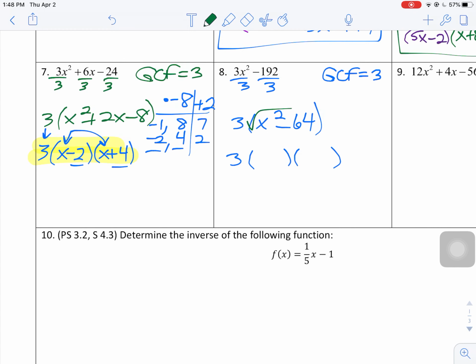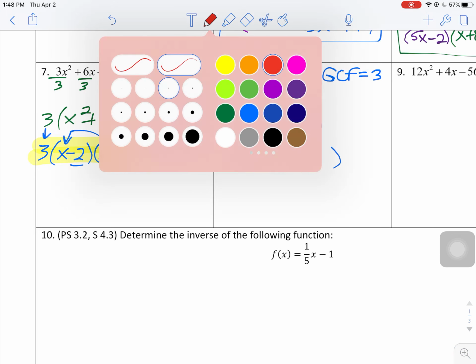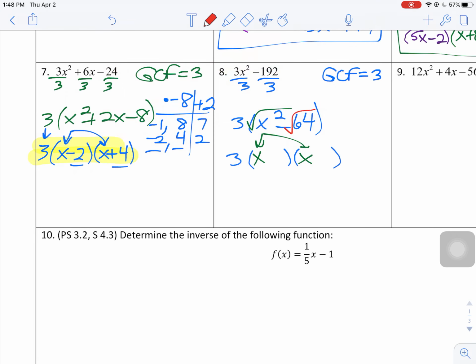So you want to square root the first term, and then square root the second term. So square root of 64 is 8. And then just make sure you do 1 positive, 1 negative, and there you go.